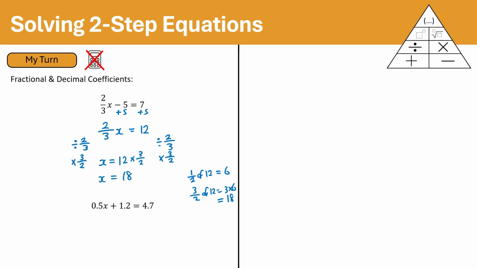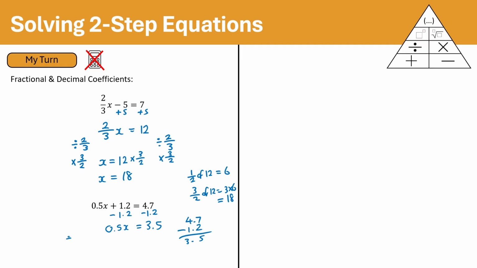Next example, I've got 0.5x add 1.2 is equal to 4.7. Let's start off by subtracting 1.2 from both sides. That's going to leave me with 0.5x on the left-hand side, and 4.7 subtract 1.2. I'll do that nice and quickly off to the side. 7 subtract 2 is 5, 4 subtract 1 is 3. So that gives me 3.5.